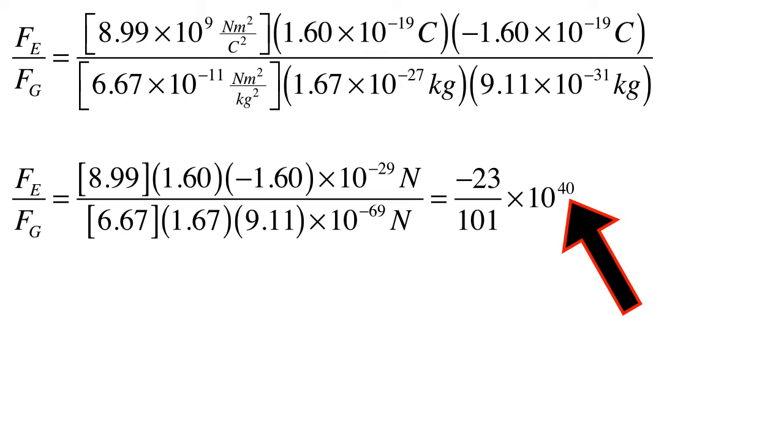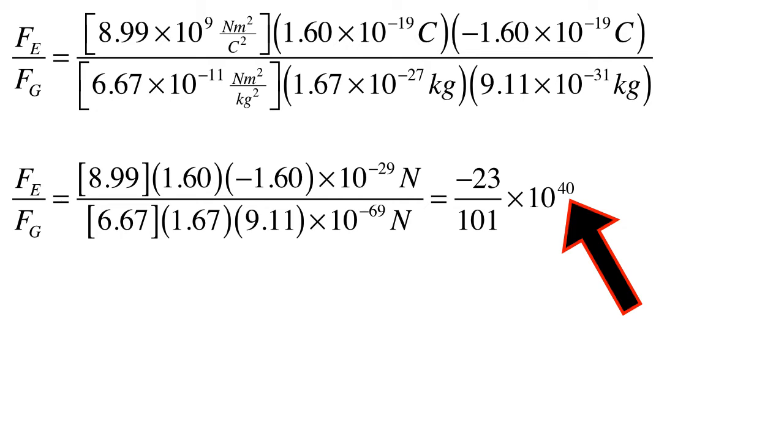So go ahead and write down 23, and you could ditch the minus sign now. We don't really care about the signs of the forces. We're just talking about the magnitudes. So you've got something times 10 to the 40. It's basically 0.2 something times 10 to the 40. So this strength ratio between the electric and the gravitational force is 10 to the 40.